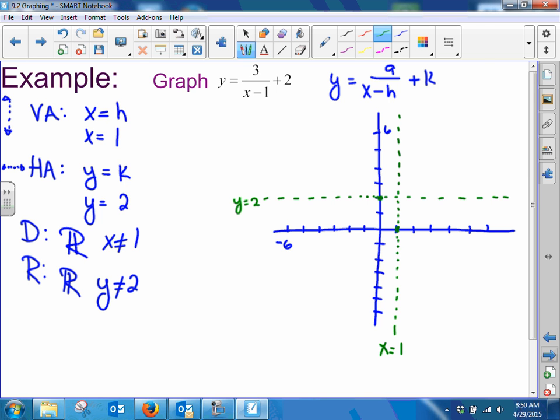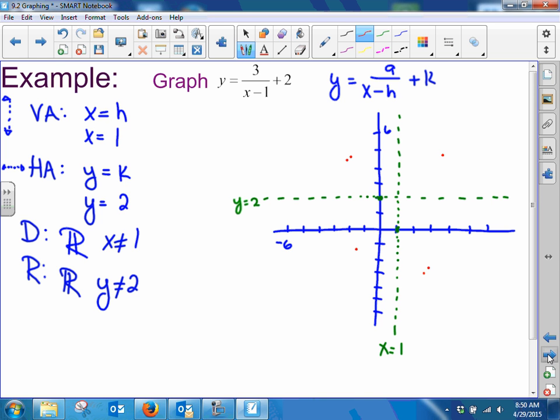So I'm gonna put red dots. I'm either gonna be in the first and the third, or in the second and the fourth. Okay, that's where I'm going to be. So from here, I just have to pick points.